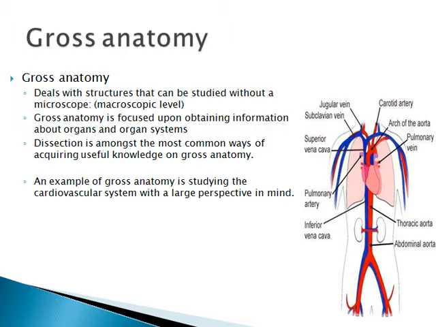Gross anatomy. Gross anatomy deals with structures that can be studied without a microscope, at the macroscopic level. Gross anatomy is focused upon obtaining information about organs and organ systems. Dissection is amongst the most common ways of acquiring useful knowledge on gross anatomy. An example of gross anatomy is studying the cardiovascular system with a large perspective in mind, studying the heart, superior vena cava, pulmonary artery, and inferior vena cava, for example.